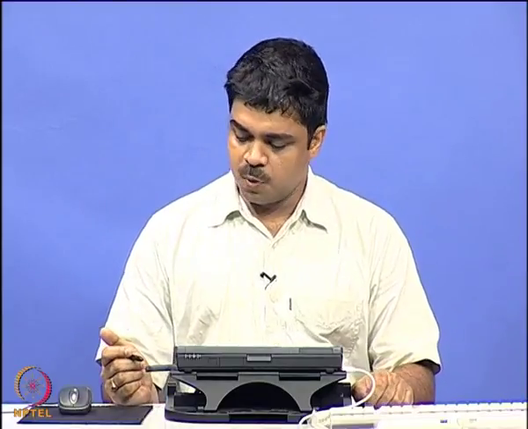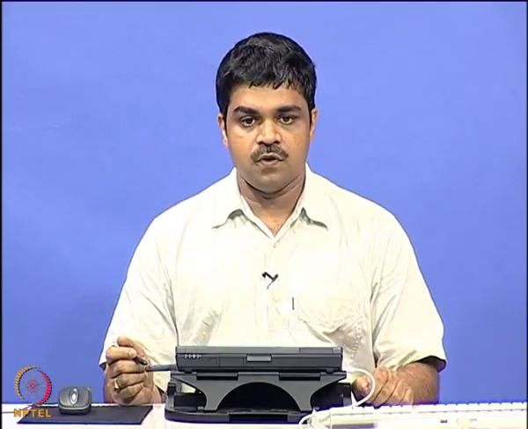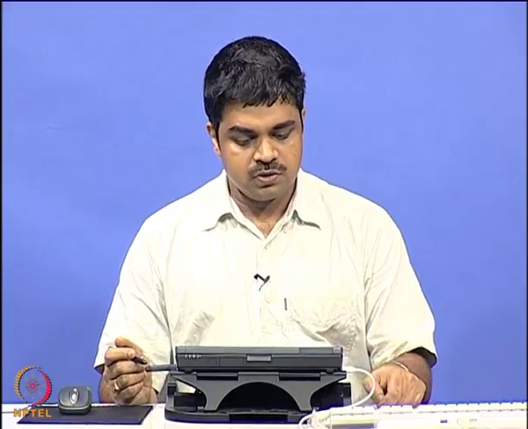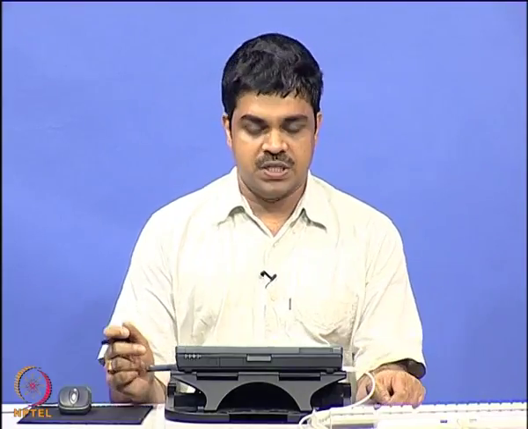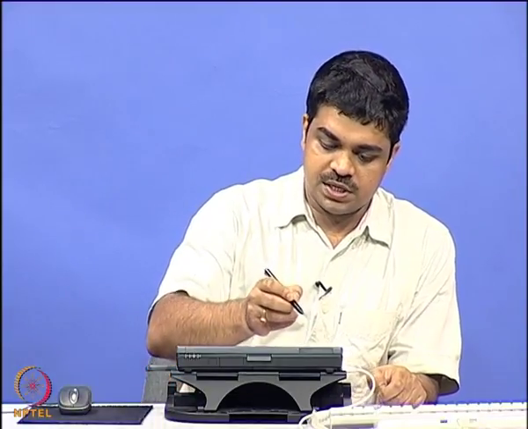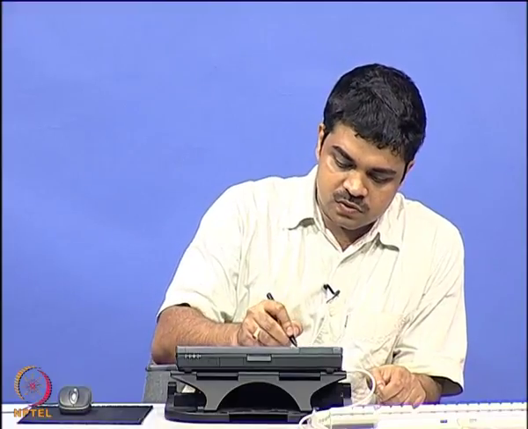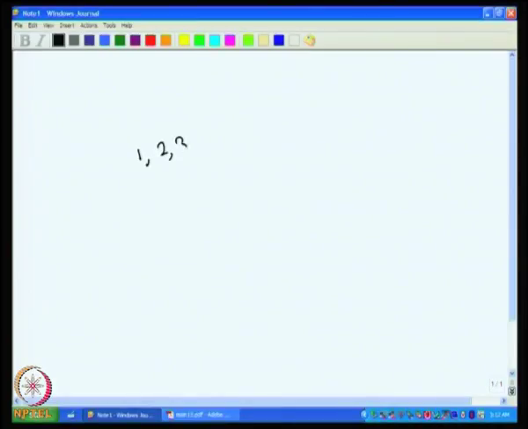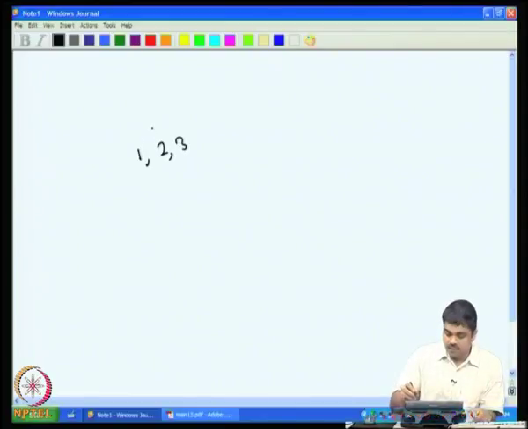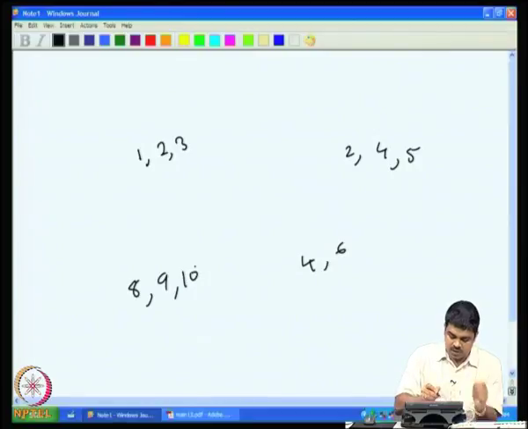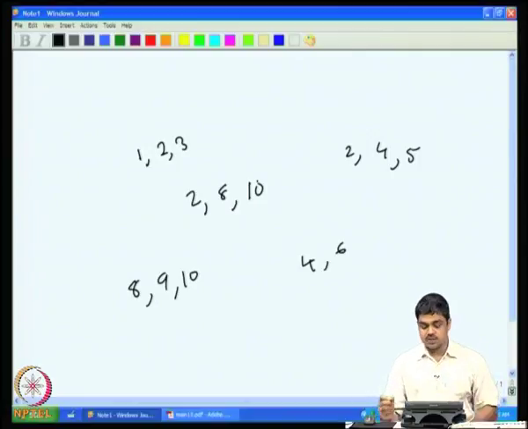To introduce the problem, let us consider the following question. Suppose there are some committees. We will say the members of the committee form a set. So, persons number 1, 2, 3 belong to a committee, and say 2, 4, 5 belong to another committee, 4 and 6 form another committee, 8, 9, 10 form another committee, and 2, 8, 10 form another committee, like this.